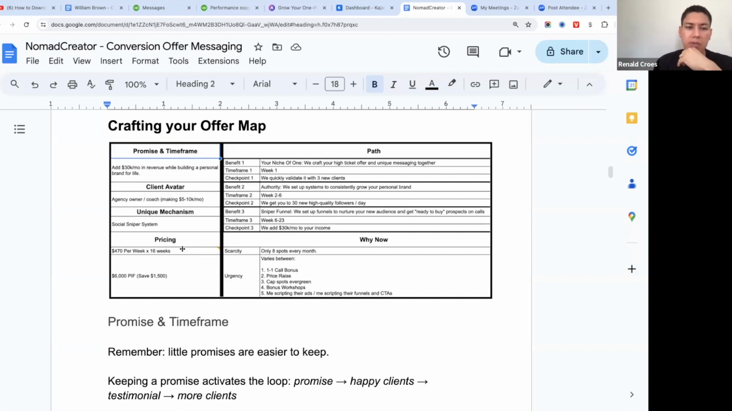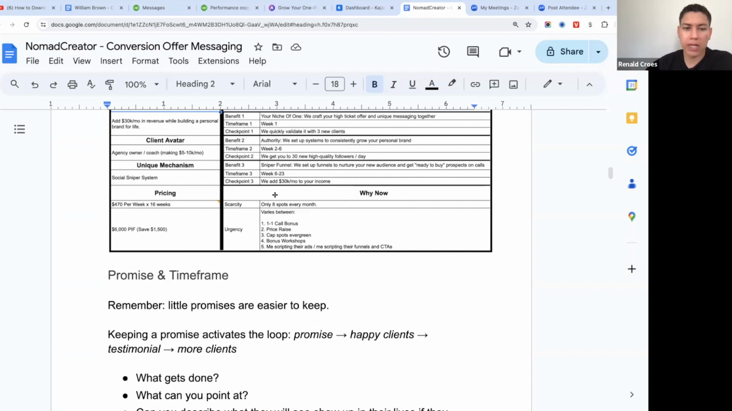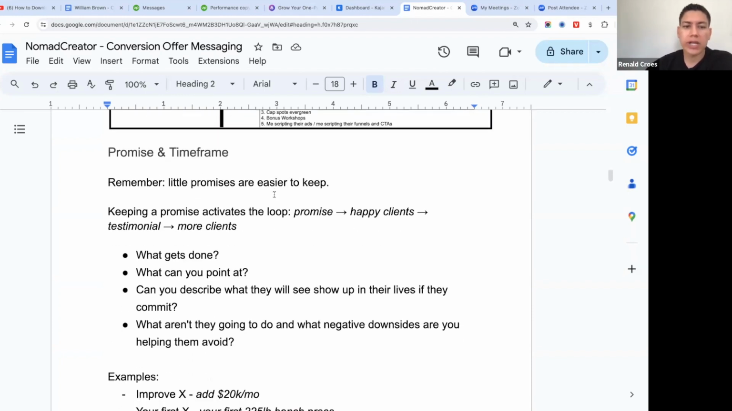Mechanism, in this case, the person was using Social Sniper. In my case, I use Nomad Creators. Pricing as well can change, and you guys can play around with it. And then when you see the path and the why now on the right side, you can see that there's benefits, and then there's time frame and checkpoint. Then, second phase will be benefits, then time frame and checkpoint, and third phase as well. So each phase has a different meaning, okay? And I will break this down. Later on, if you want to screenshot or have a look at this in a more detailed manner, you can. So let's just break it down so that you guys can understand this.